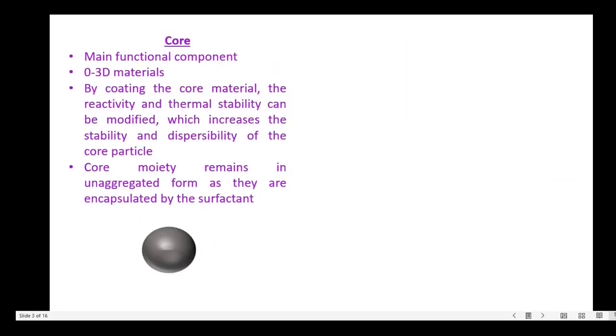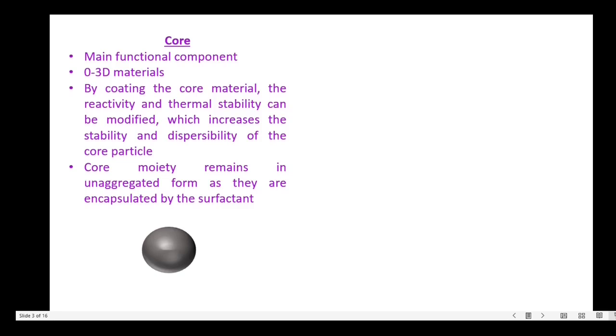Now let's talk about core material in detail. Core is a multifunctional component. It can have any dimension from 0 to 3-dimensional. It may be 0-dimensional, 1-dimensional, 2-dimensional or 3-dimensional material. Coating the core material with the shell material or with the surfactant modifies the thermal stability and the reactivity of the core surface. Thus, it improves the stability or the dispersibility of the core particle, as well as the encapsulation of the core material by the surfactant makes the core material remain in unaggregated form.